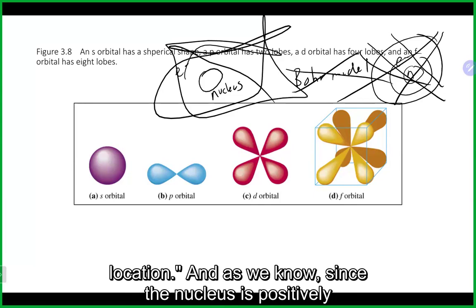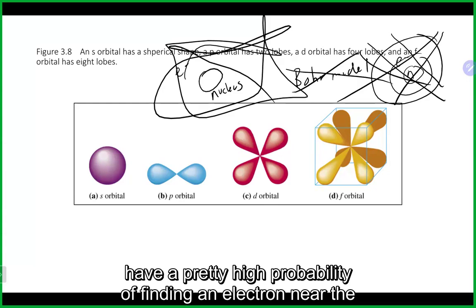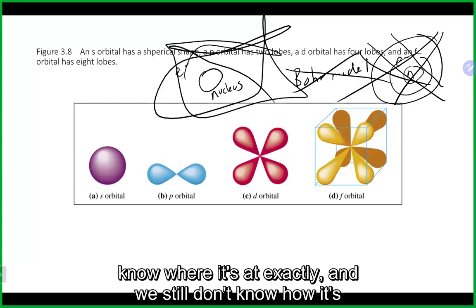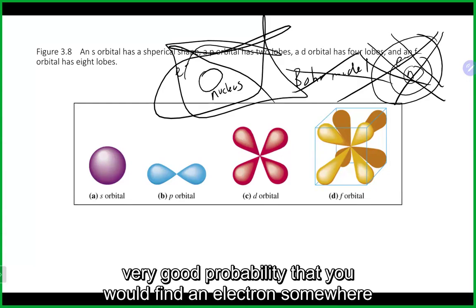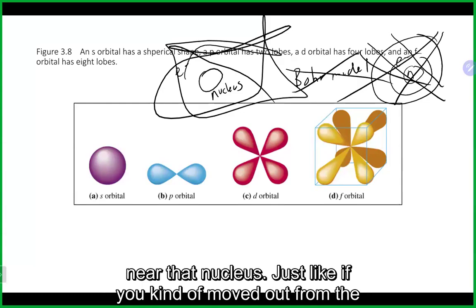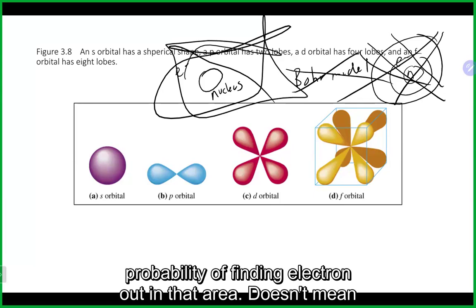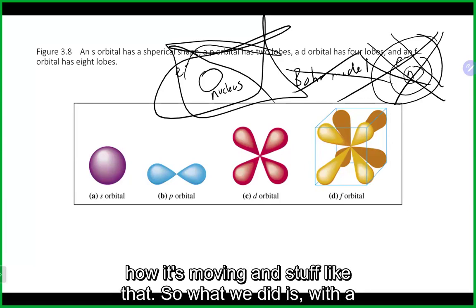The best we could do is say, I think there's a really good chance an electron could be in this location. And as we know, since the nucleus is positively charged and electrons are negatively charged, we would have a pretty high probability of finding an electron near the nucleus. We still don't know how it got there. We still don't know where it's at exactly, and we still don't know how it's traveling. But if you had to pick a spot, there's a really good probability that you would find an electron somewhere near that nucleus. If you moved out from the nucleus at some distance, there's a lower probability of finding an electron in that area. Doesn't mean you can't, and you might find an electron there. Again, we don't know how it's moving.